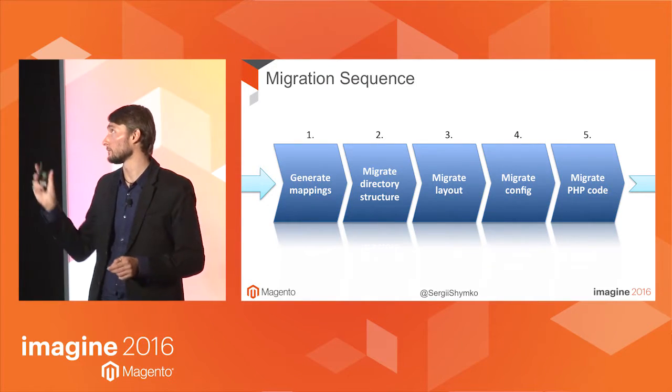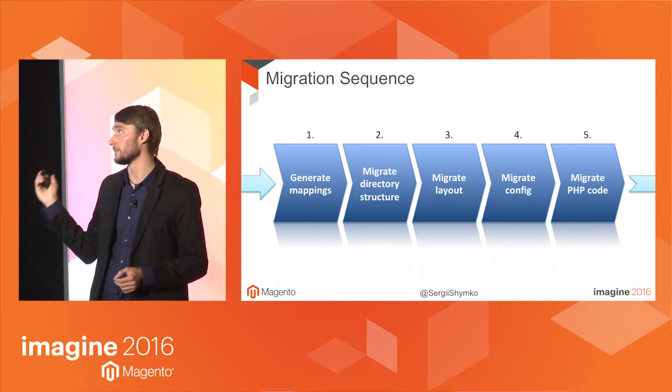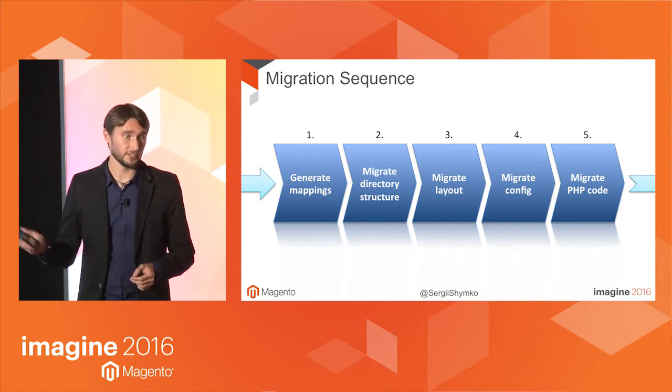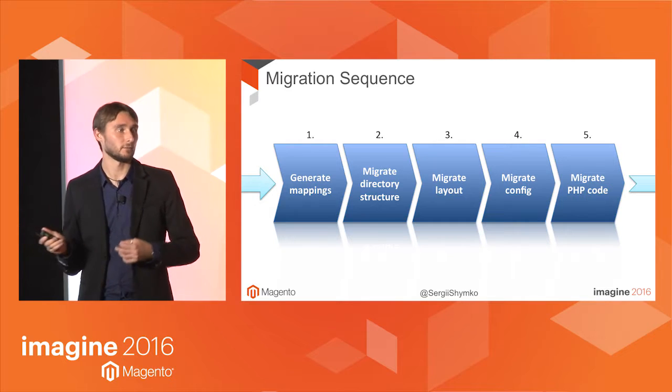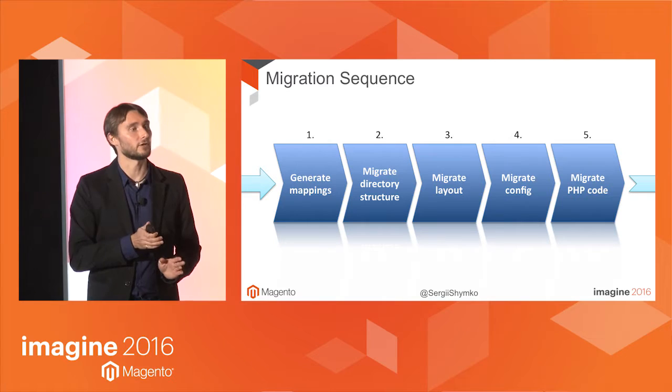The very first step, mapping generation. Second step, directory structure migration. Then layout and configuration migration. You can swap them around; they can be run vice versa. And the very last step is PHP code migration. The very first step, mapping generation, is an optional step, and we'll look at why it's optional. Directory structure is very important to be run beforehand.